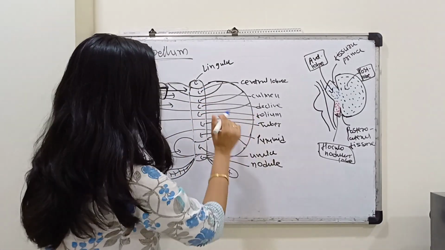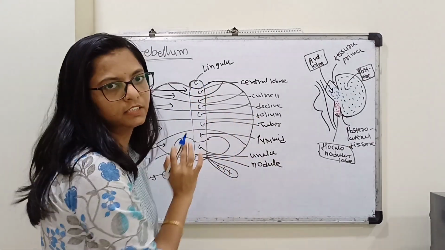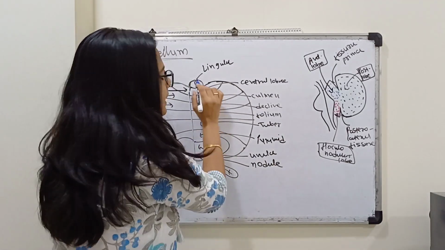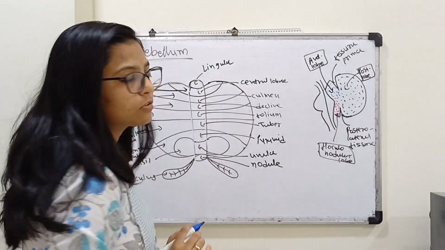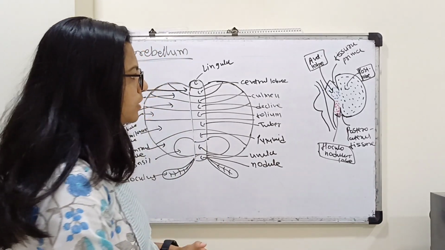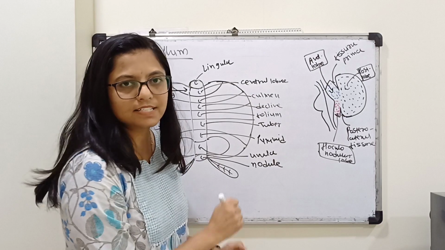બે cerebellar hemisphere વર્મિસ થી કનેક્ટેડ થયેલા હશે. Okay, so two cerebellar hemisphere connected with median vermis. There are two surfaces of the cerebellum, superior surface and inferior surface. Superior surface is convex in nature.